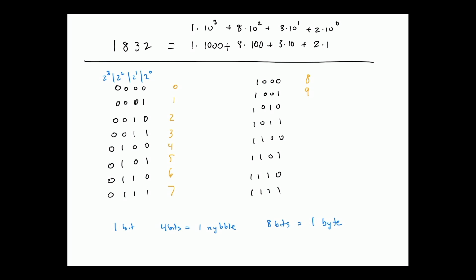So what options do I have at this point? I can start using the alphabet, and that's exactly what we do. So A, B, C, D, E, and finally, F. So you can think of these hexadecimal symbols, the stuff written in orange, as being an abbreviation for the 4 bits that you see.